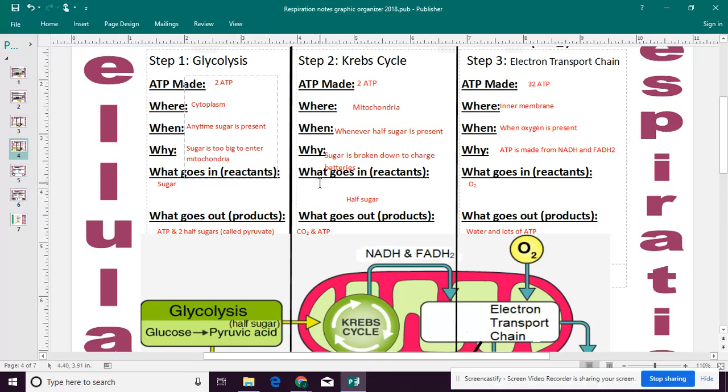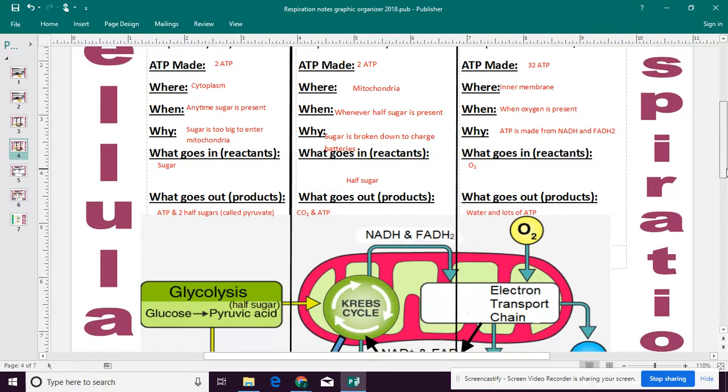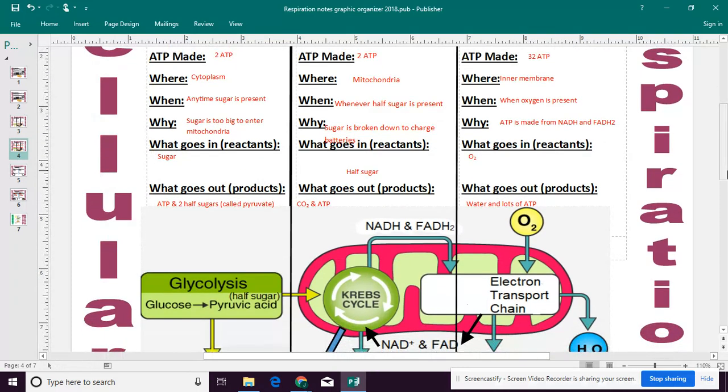This is occurring in the cytoplasm, and I'm going to jump down to the why. The reason that part 1 is occurring in the cytoplasm is that sugar is actually too big to enter the mitochondria on its own. And since the sugar can't make it into the mitochondria, it's too big, it breaks in half in the cytoplasm first, and then each half sugar is then small enough to fit into the mitochondria.